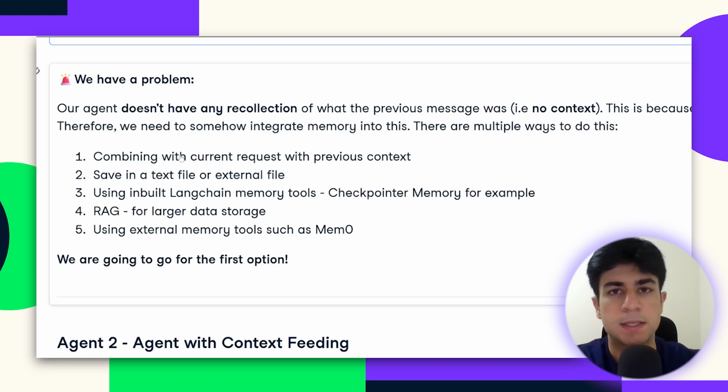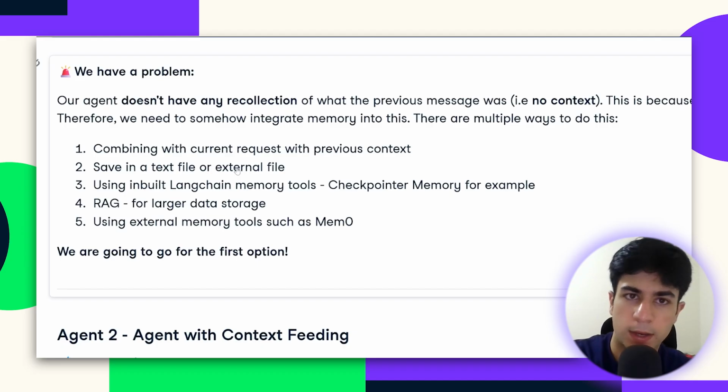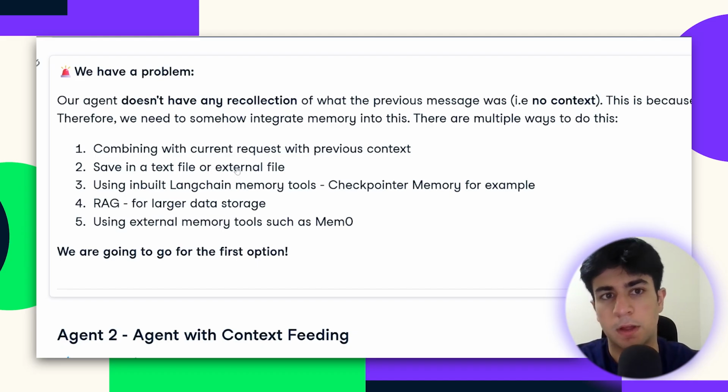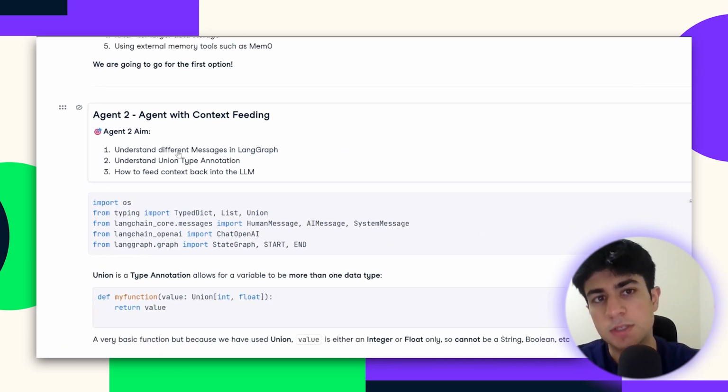I'm going to still integrate memory somehow, and that is using the first option. The second option is also quite easy. You can just use a simple text file, but the first one is the easiest. And this brings us to the next part, which is agent 2.